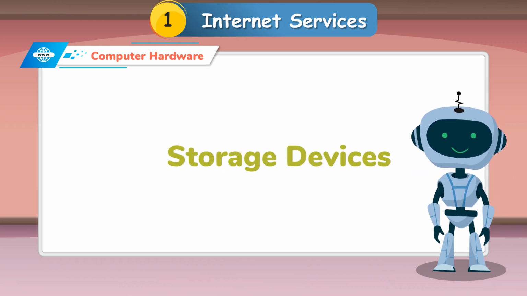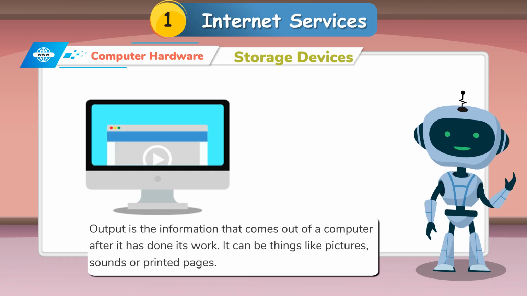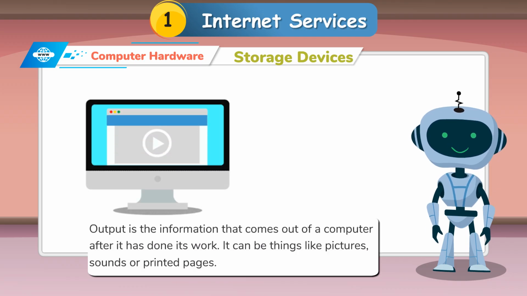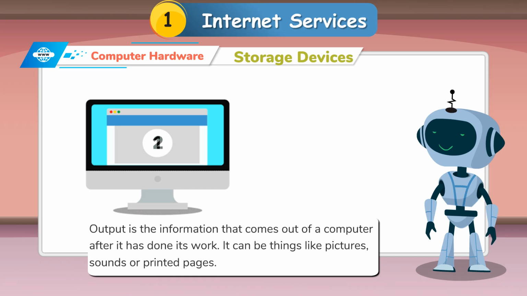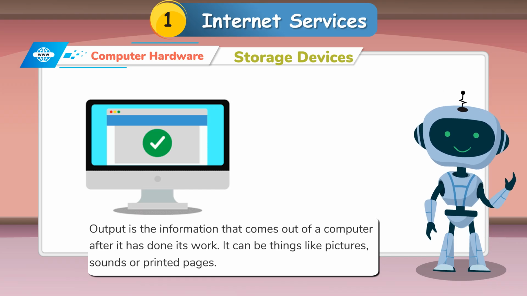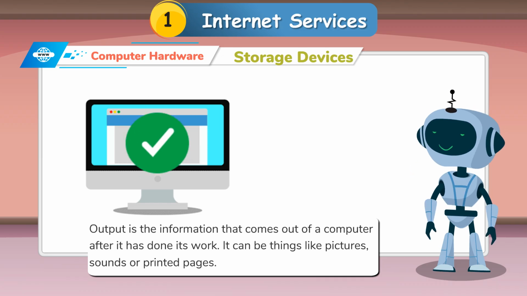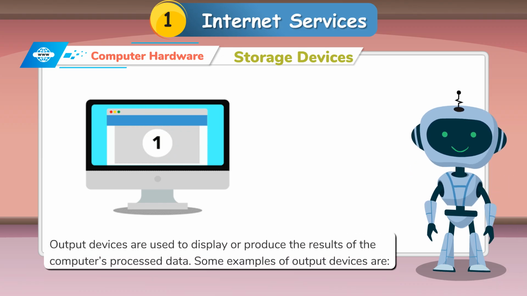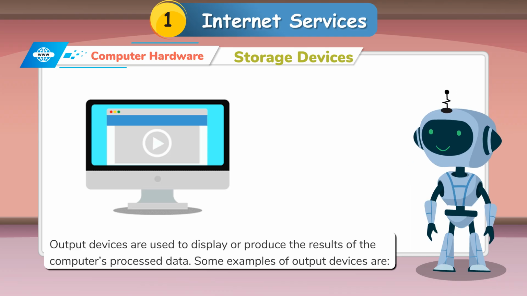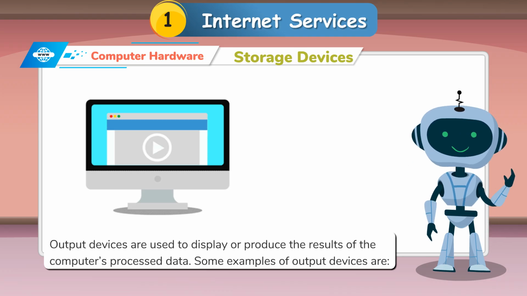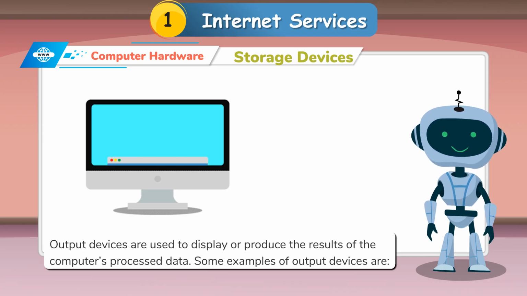Output devices. Output is the information that comes out of a computer after it has done its work. It can be things like pictures, sounds, or printed pages. Output devices are used to display or produce the results of the computer's processed data.